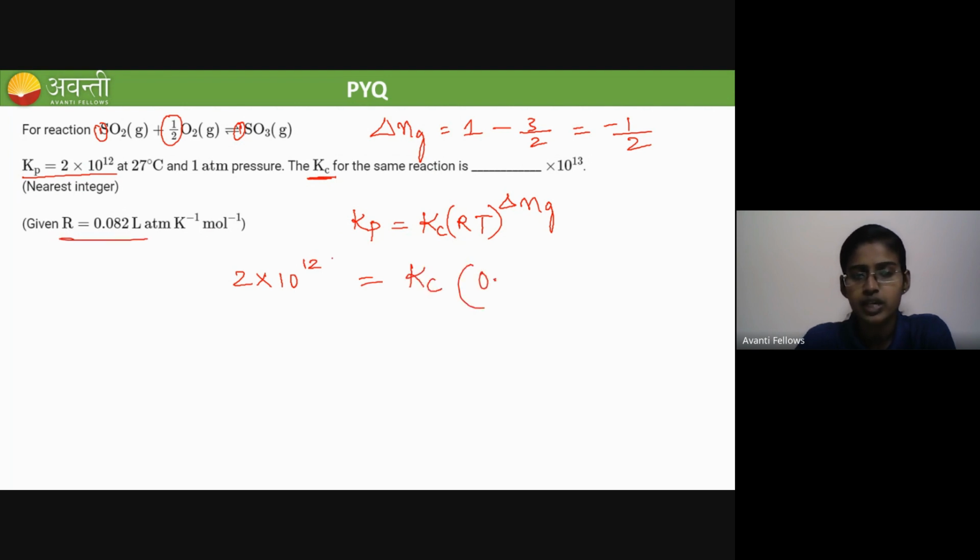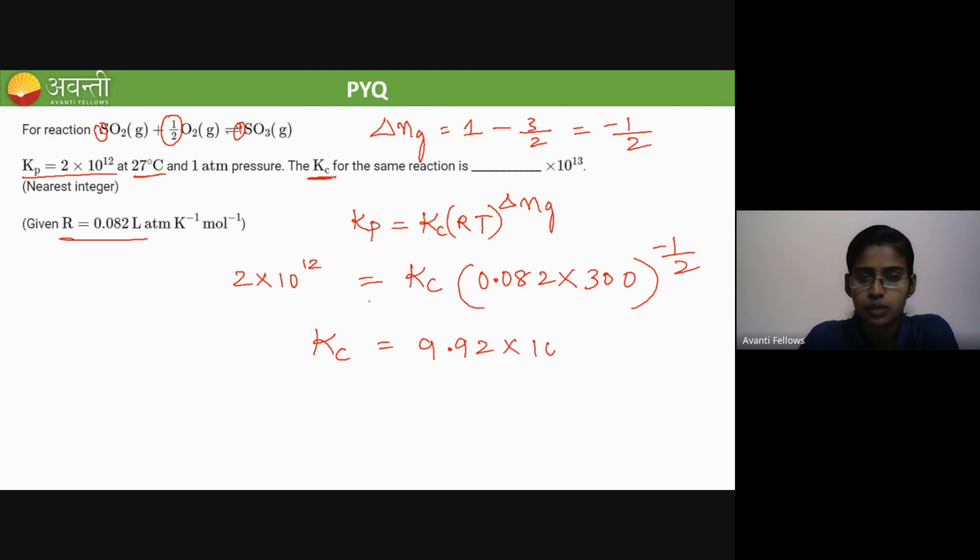So 0.082 into temperature is also there. Temperature is 27 degrees Celsius. We have to substitute the temperature in terms of Kelvin. So convert this to Kelvin. Add 273. You will get 300 Kelvin, power minus 1 by 2. Okay. Now on solving this, we will get 9.92 into 10 to the power 12.